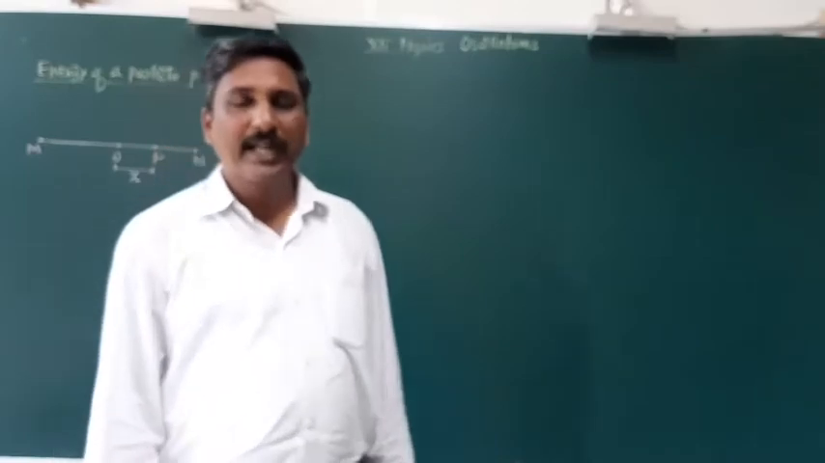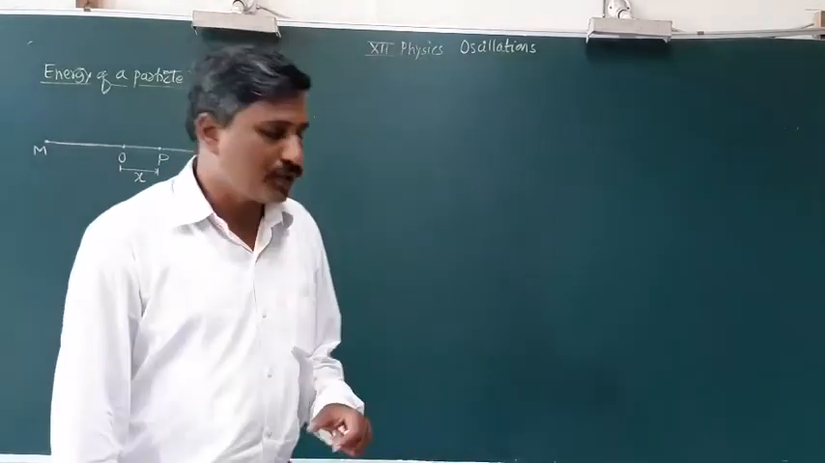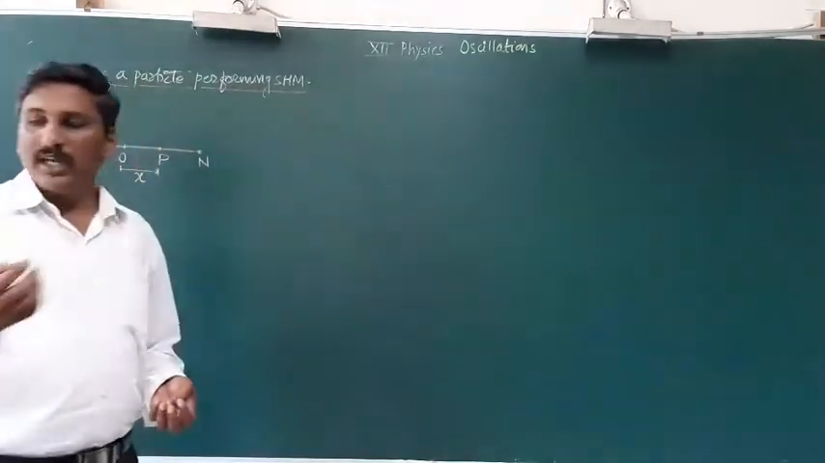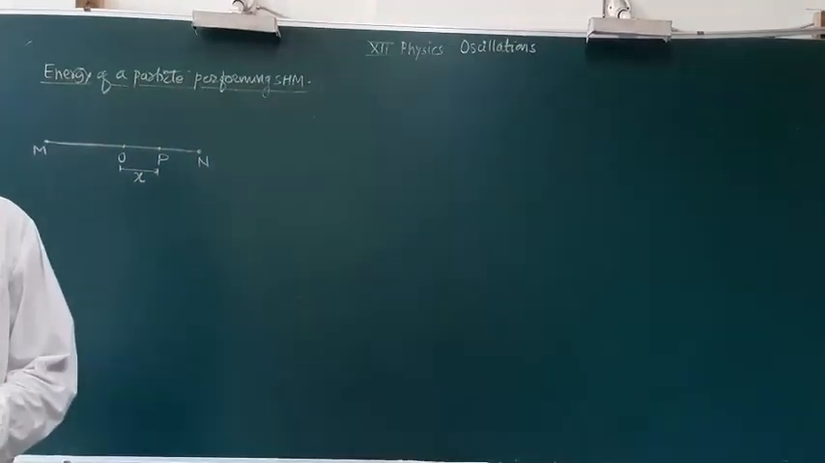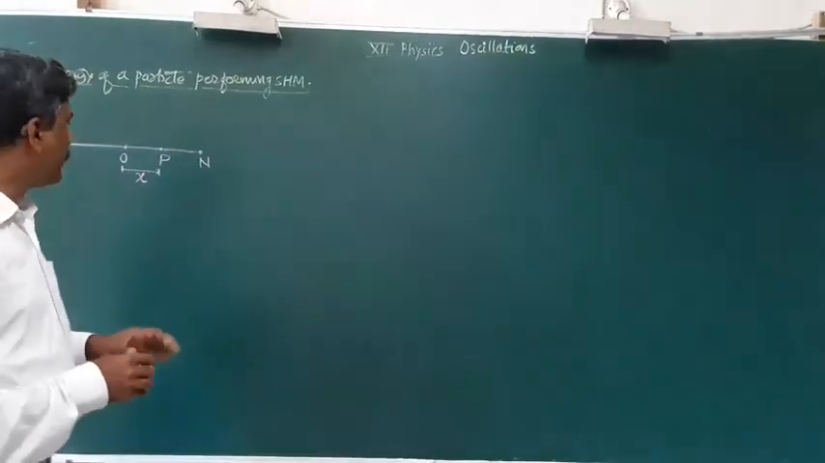Now initially the particle is at the point P. This point P is situated at a distance x from the mean position or equilibrium position. Now we study the kinetic energy, potential energy, and then the total energy of a particle performing SHM.